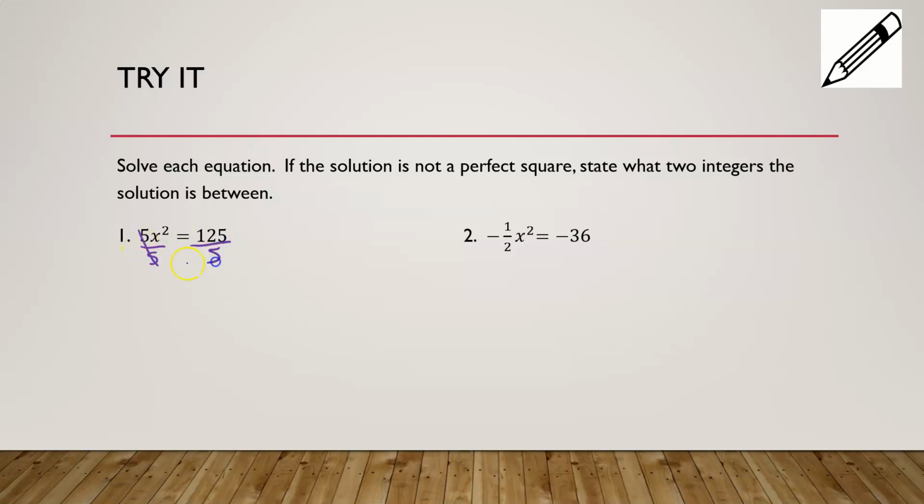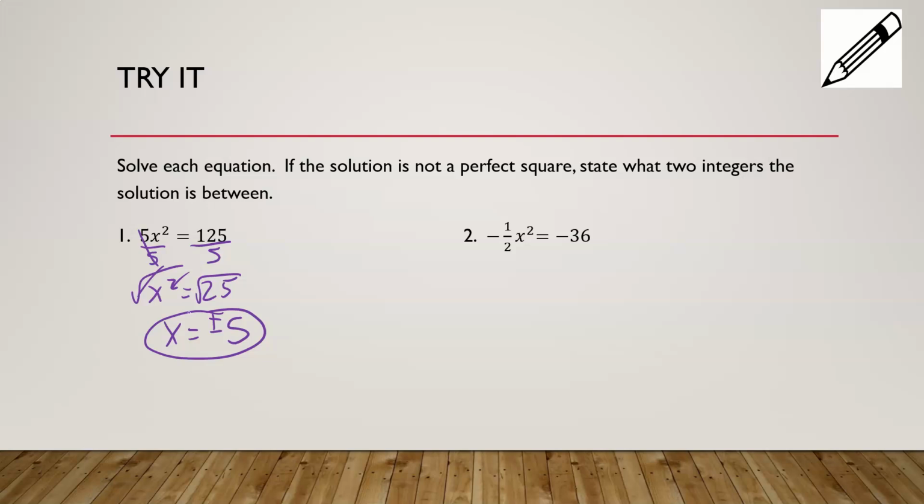Hopefully you realize you needed to divide by 5 first here. You get x squared equals 25, square root both sides, and you get x equals plus or minus 5. Notice I skipped the step of rewriting it as x equals plus or minus the square root of 25. The more you practice, the more you're able to skip that step. However, you want to be careful not to forget the plus or minus.